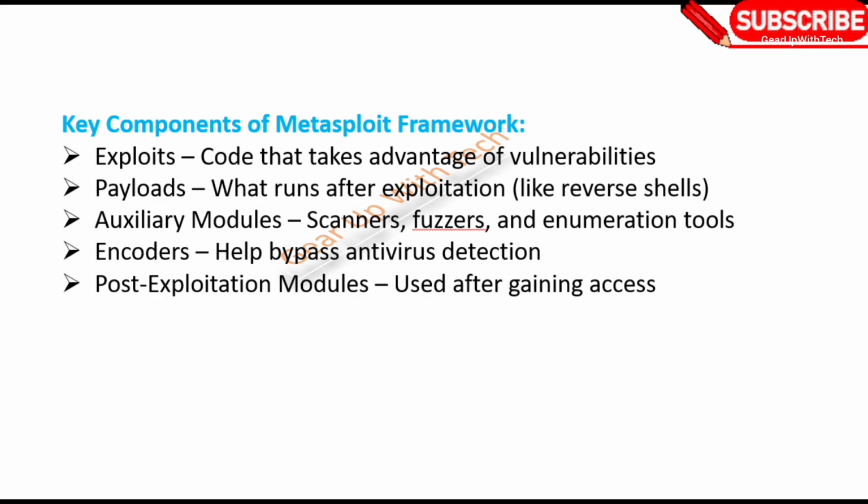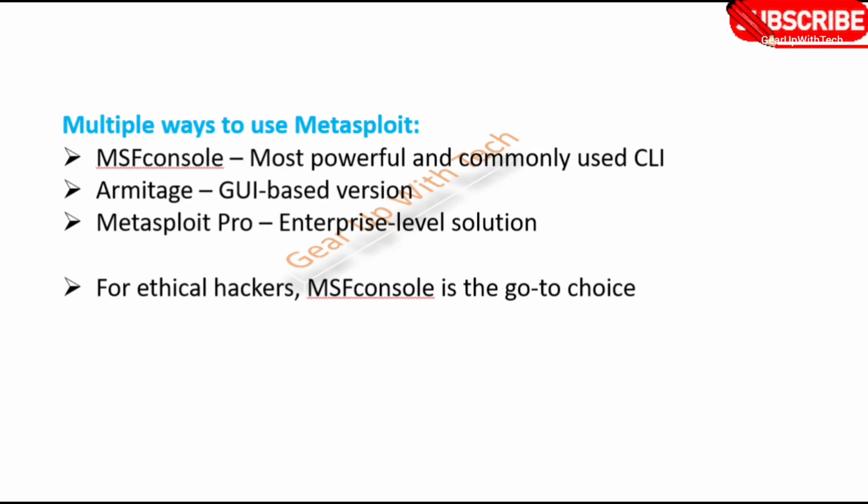Metasploit is built using several core components: exploits, payloads, auxiliary modules, encoders, and post-exploitation modules. Exploits are code that takes advantage of vulnerabilities. Payloads are what runs after exploitation. Auxiliary modules are scanners, fuzzers, and enumeration tools. Encoders help bypass antivirus detection. Post-exploitation modules are used after getting access. All of these modules are easily accessible through the Metasploit console.